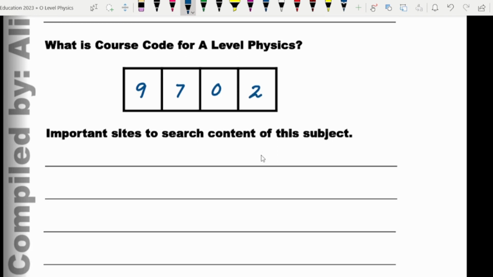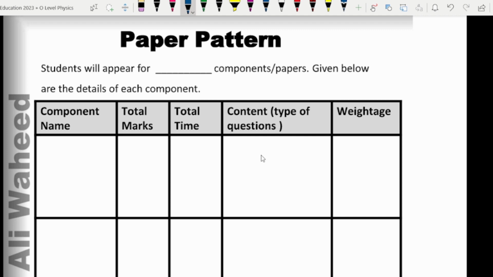Important sites, not going to write it down, just going to narrate it. GC guide for past papers. Then you have some of the YouTube channels as well, other than the one that you're watching right now. You have ET Physics, a very good channel, and there are some others also. For the official updates for the syllabus and stuff like that, you have the Cambridge website. You can download the syllabus from there. Okay, so let's move on to the main thing.